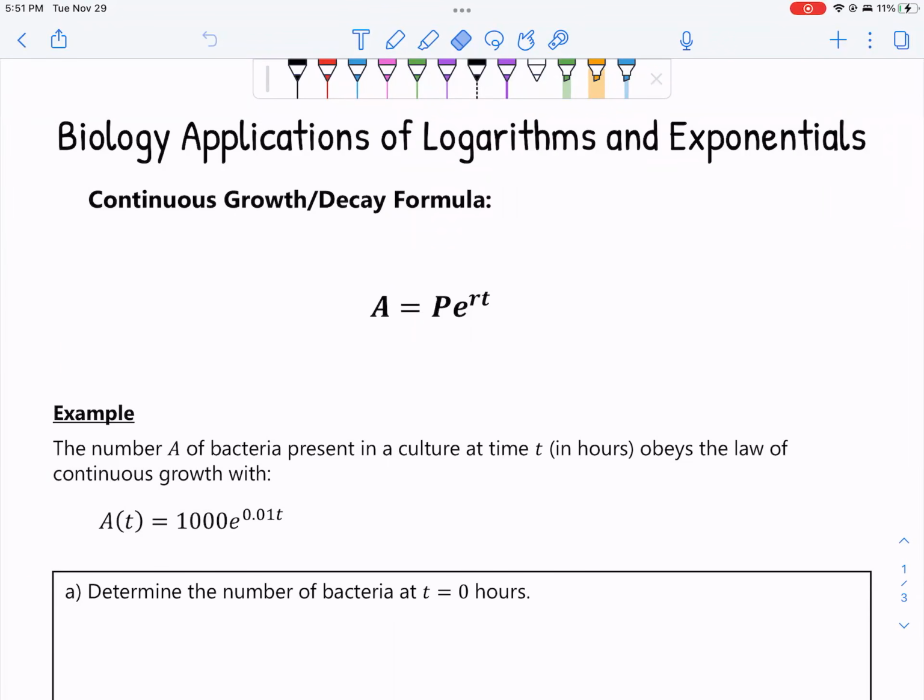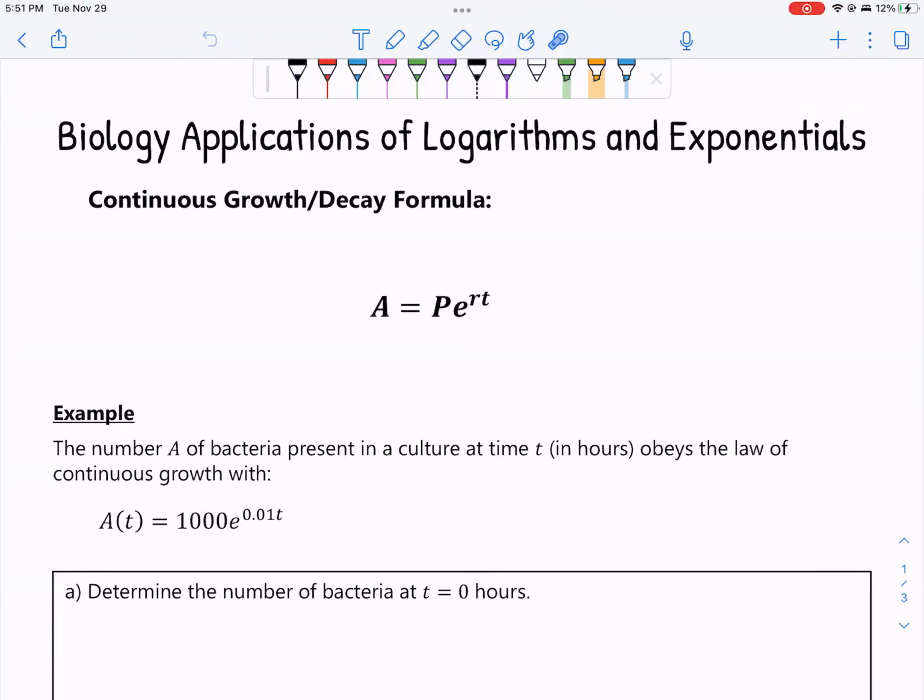All right, biology applications of logarithms and exponentials. In the previous video, we talked about compounding interest and how that worked, and we saw a formula that was exactly this formula, but it was used for continuously compounding interest. The same formula works with 1.5 million different things, one of which is continuous growth/decay of biology systems, of bacteria growing in a petri dish.